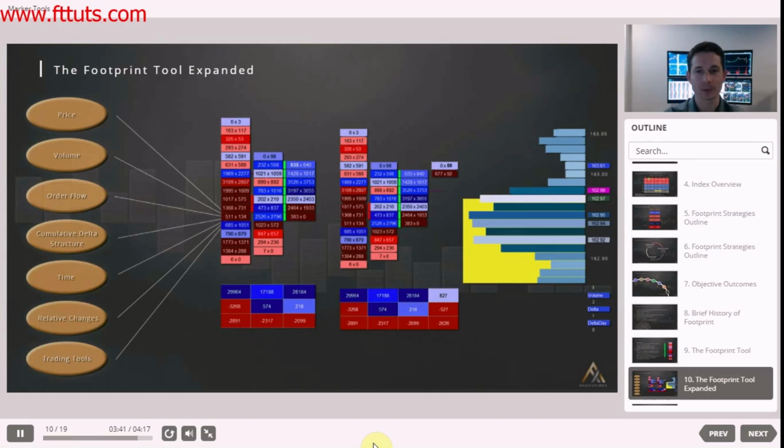The last thing we can add to the footprint tool is other types of trading tools such as volume weighted average price, market profiles, the 50% or the midpoint of the market, with the high and the low. We can add a number of other traditional trading tools to the footprint tool. So this is an expansion now of the footprint tool. What we're going to do next is look at a Blackboard example and highlight all of these 7 elements on a practical example utilizing the Blackboard.